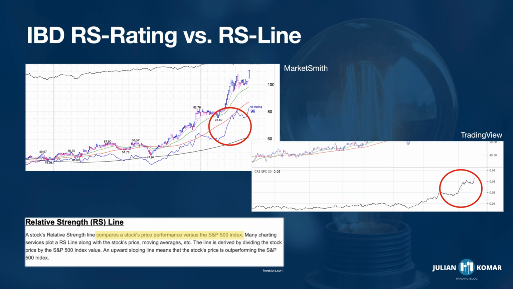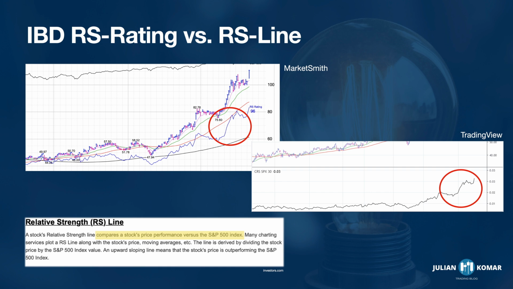So every time the stock outperforms the S&P 500, the line goes up. And every time the stock underperforms, the line goes down. And when they have a similar performance, the line is flat. Again, the IBD RS rating compares all stocks with each other, and the RS line always compares the stock to the S&P 500.